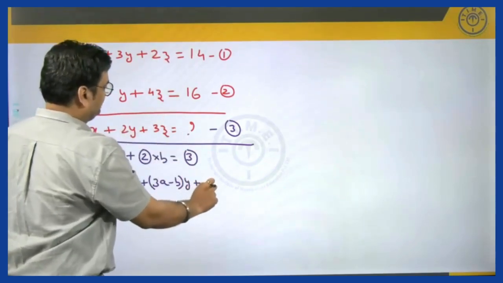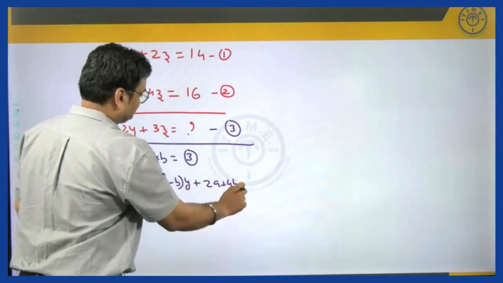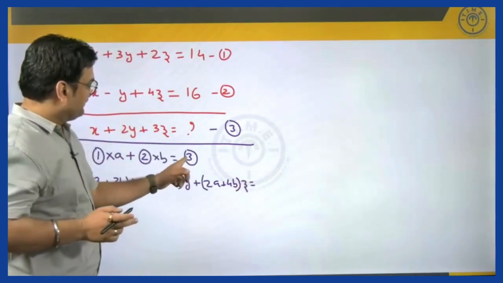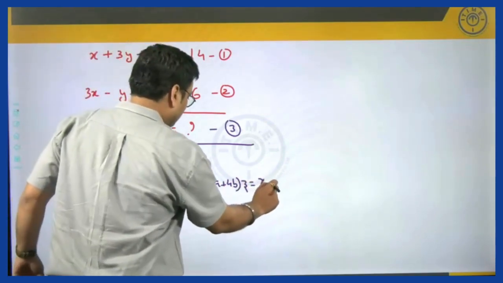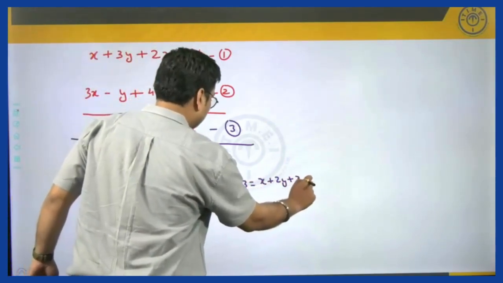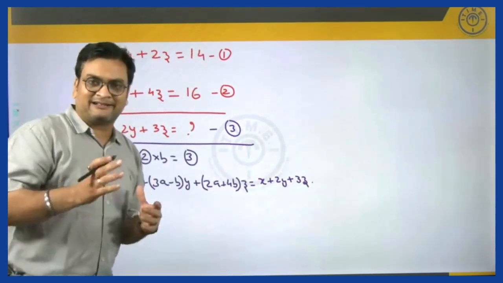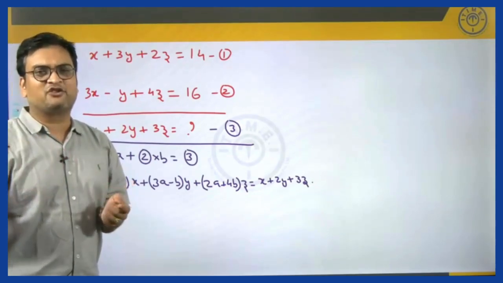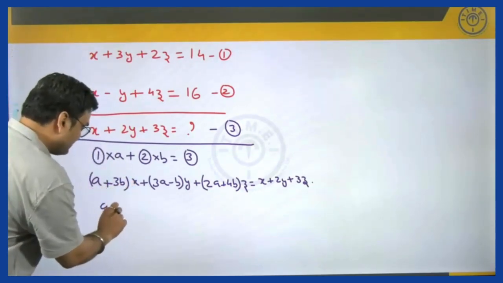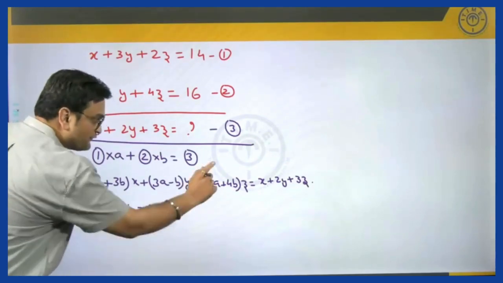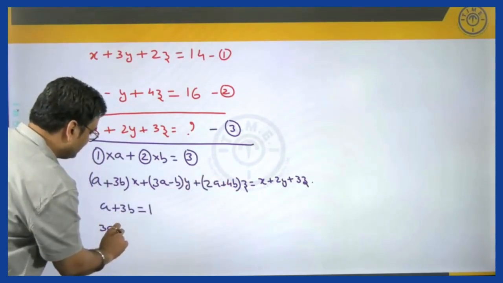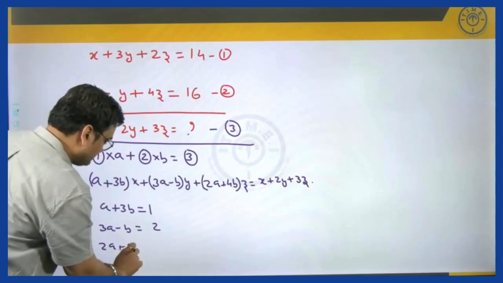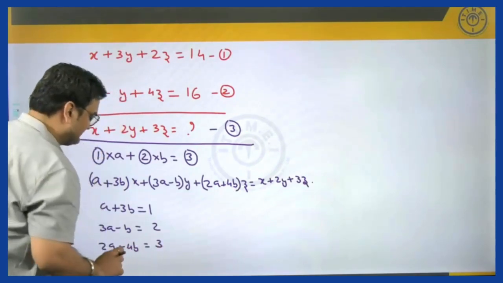And for this, it's going to be 2a plus 4b, z. Okay? And this should be equal to what? This should be equal to the third expression, which is x plus 2y plus 3z. If this assumption is correct, that is, this left hand side is equal to right hand side, then the coefficients of individual variables should match, meaning a plus 3b should be equal to the coefficient of x, 3a minus b should be equal to the coefficient of y, and similarly 2a plus 4b should be equal to the coefficient of z.